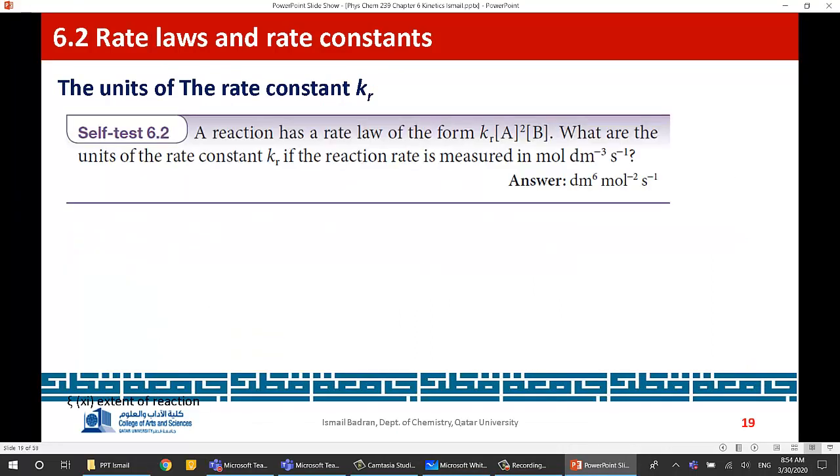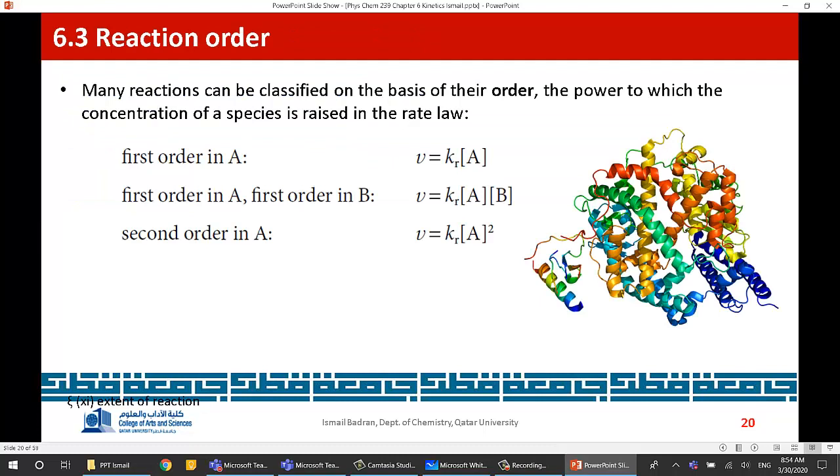And I will leave you to do this as homework. A reaction has a given rate law. What are the units of Kr? You can do this at home, please. It's easy, similar. But now, let's talk about the reaction order.